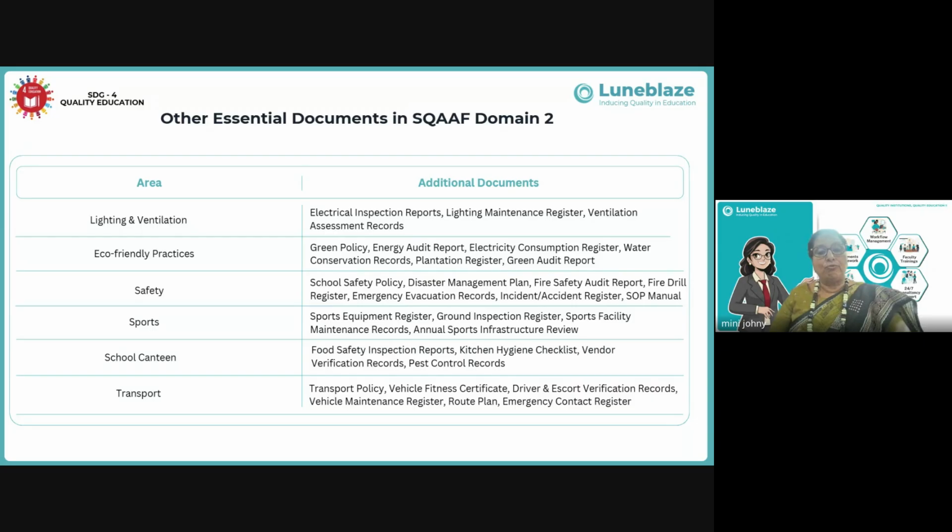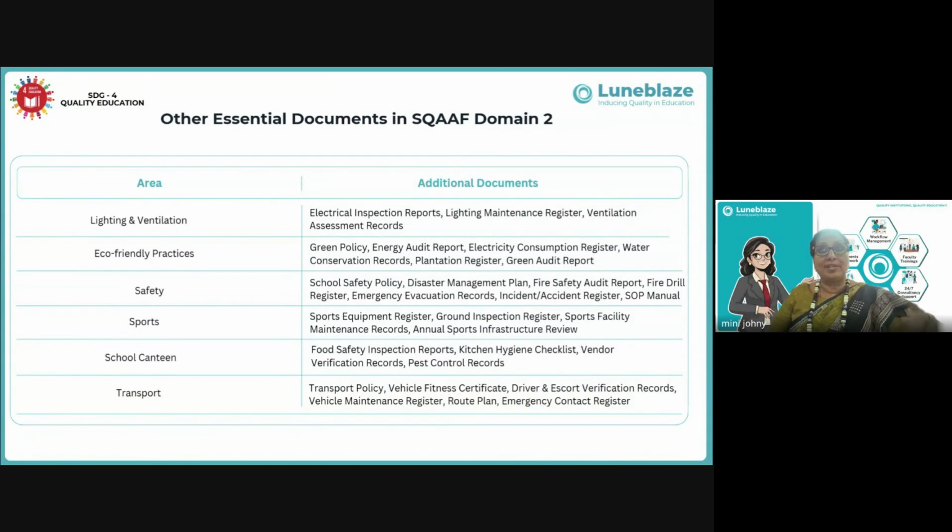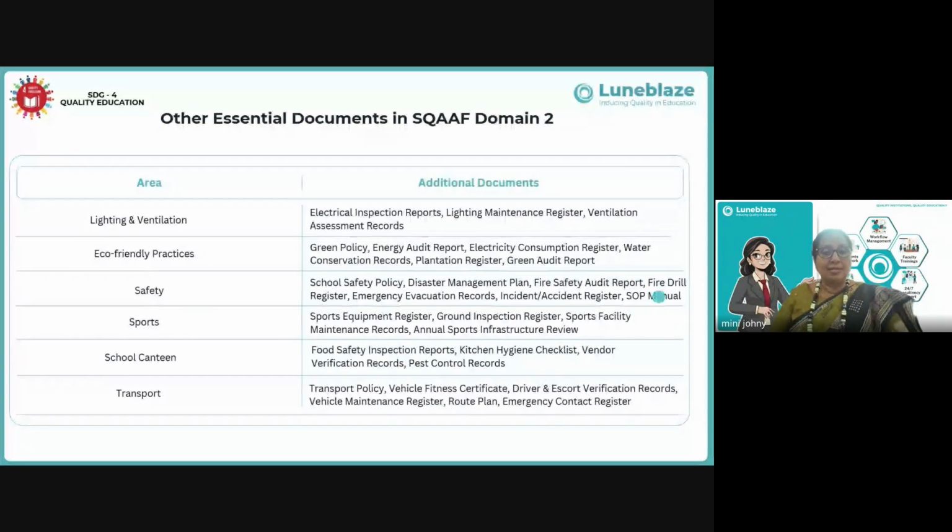At the end of the year, we have to review. School canteen: food safety inspection reports, kitchen hygiene checklist, vendor verification records, pest control records. If you have water tanks and you are cleaning them, maintain a register of how many times in a year we clean them. Because we are drinking that water, as per the CBSE we should get a potable drinking water certificate. RO water: purified water we should give to the children.